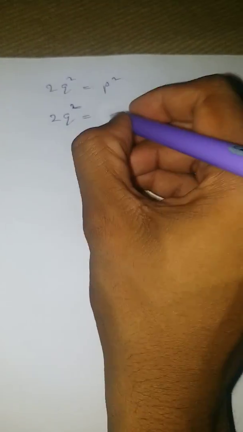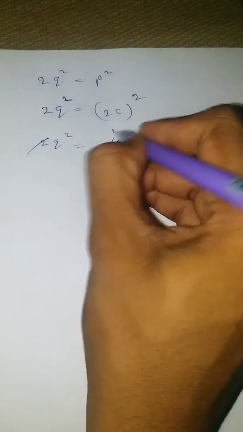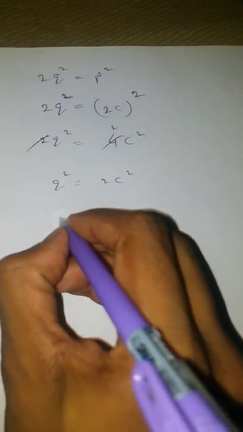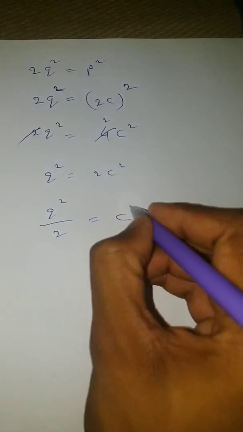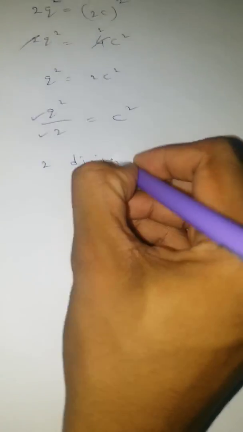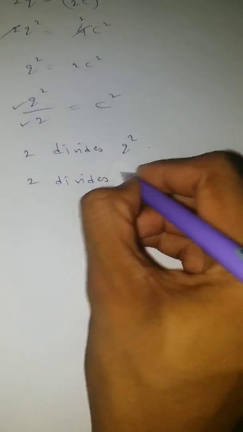So 2q square equals p square. P value is nothing but 2c whole square. 2q square equals 2c whole square, 4c square. 2 ones are 2, 2 twos are 4. So q square is equal to 2c square. Bring 2 to this side. q square by 2 is equal to c square. So what does it mean? 2 divides q square. So if 2 divides q square, 2 divides q also.